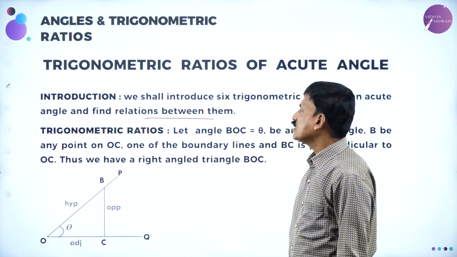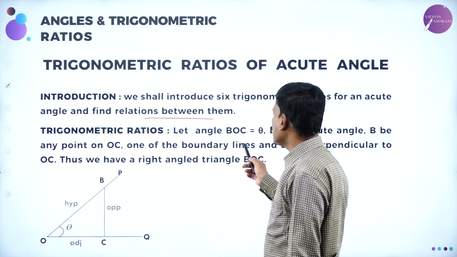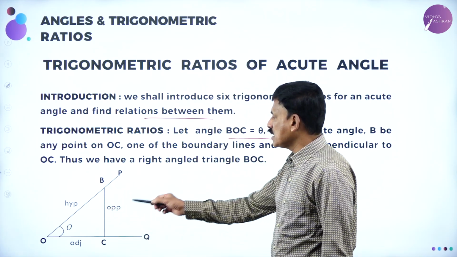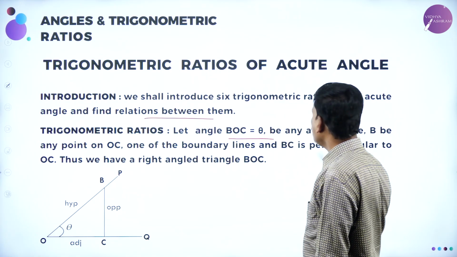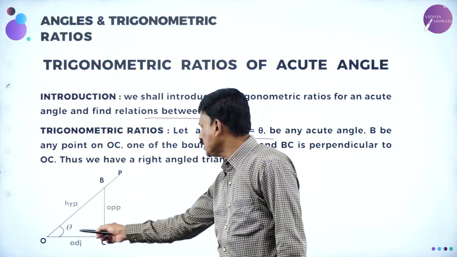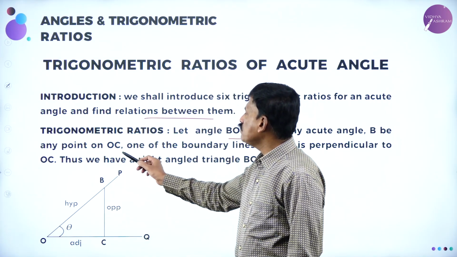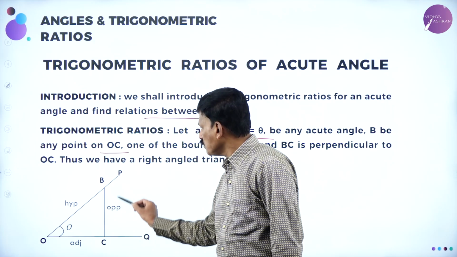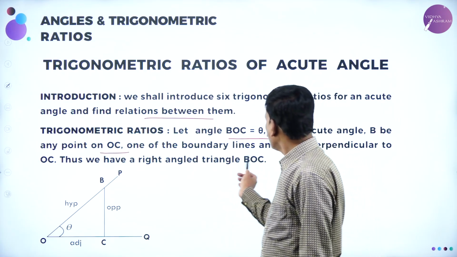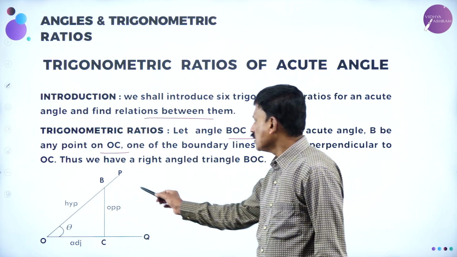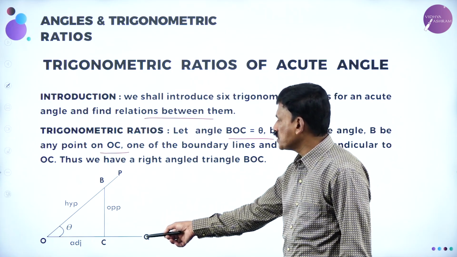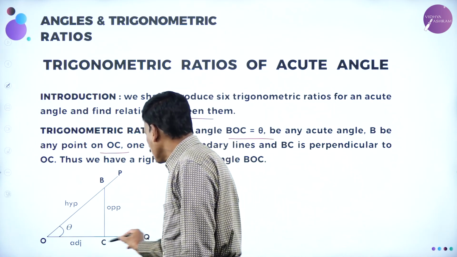Now let us consider, let angle BOC be equal to theta radians, any acute angle, and let B be any point on the line OC. Then one of the boundary lines, BC, is perpendicular to OC.